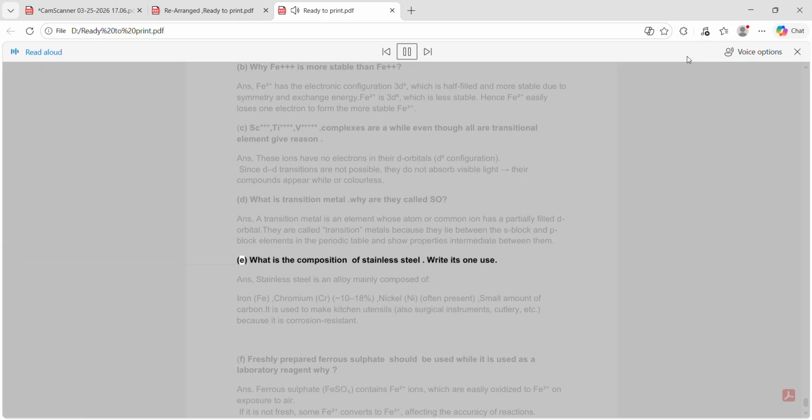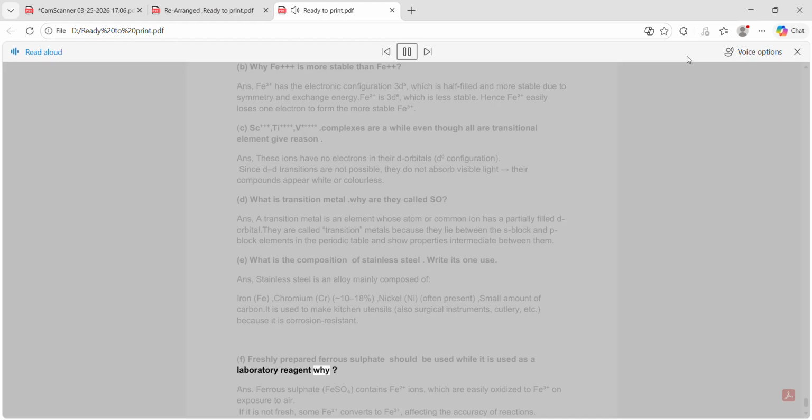E. What is the composition of stainless steel? Write its one use. Answer: Stainless steel is an alloy mainly composed of iron (Fe), chromium (Cr) 10–18%, and nickel (Ni) often present, with a small amount of carbon. It is used to make kitchen utensils, surgical instruments, cutlery, etc., because it is corrosion resistant.